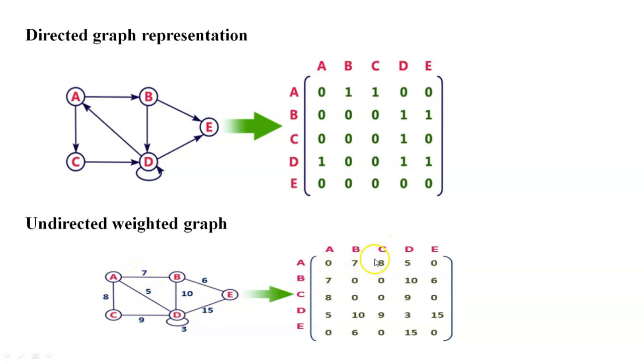The next one, A to C. A to C, yes, you can travel with the cost of 8. So A to C, you are going to represent it as 8. The next one, A to D. A to D, there is a straight connection with the cost of 5. So A to D, you are going to represent it as 5. The last one, A to E, there is no direct connection from A to E, so it is 0. So instead of representing zeros and ones, you are going to represent using the weight allotted for each edge. So this is how undirected weighted graph will be represented.